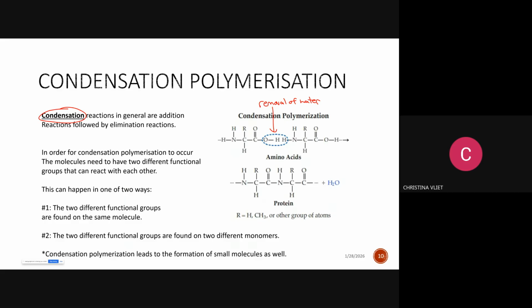And then in condensation reactions, you're always putting 2 groups together. So you're always putting 2 molecules together by taking out water. Would an acid-base reaction be a condensation?